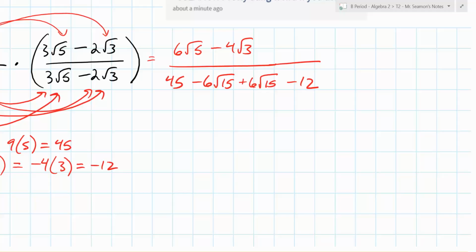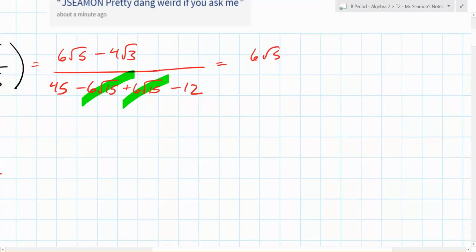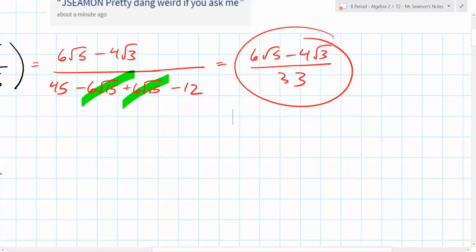What cancels in the middle? Yeah, if you didn't do opposite signs, those wouldn't cancel. What's 45 minus 12? 33. Not 36, sorry, I'm writing weird numbers. 6 root 5 minus 4 root 3 all over what? 33. Done. You are done.